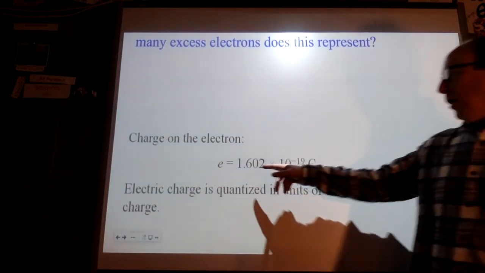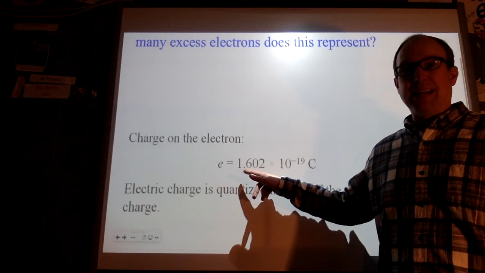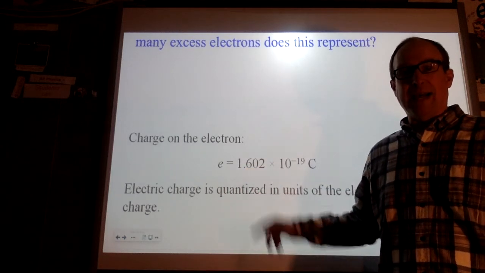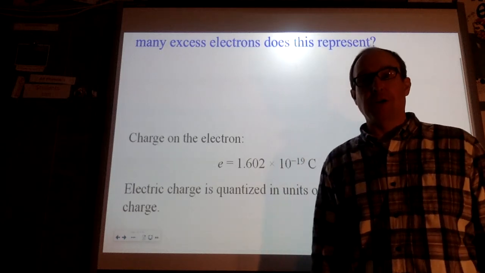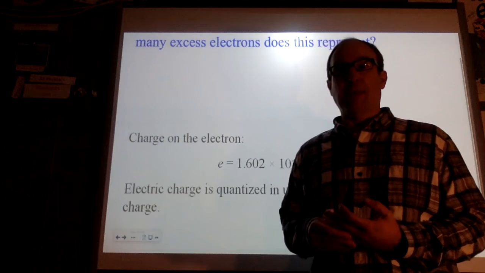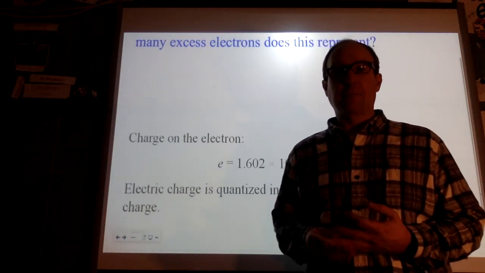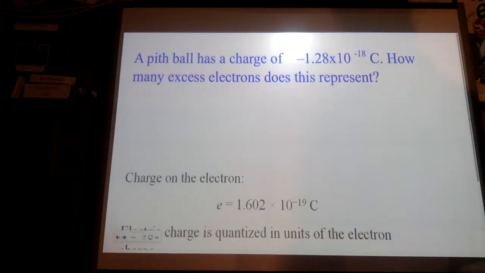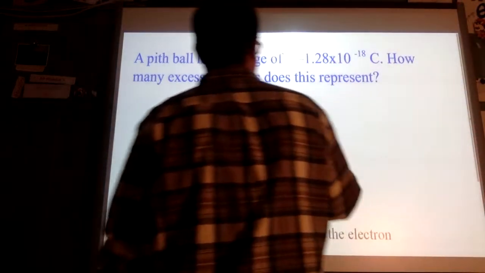All of the charge of anything is made up of increments of this quantized charge, this elementary charge, I should say, which is 1.602 times 10 to the negative 19. So with our example here, a pith ball has a charge of 1.28 times 10 to the negative 18 coulombs. How many excess electrons does this represent?